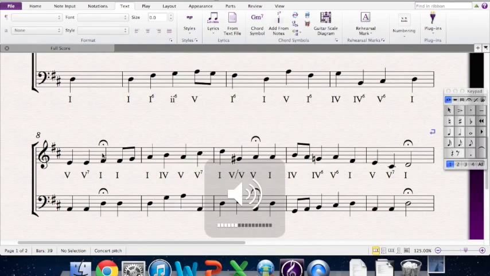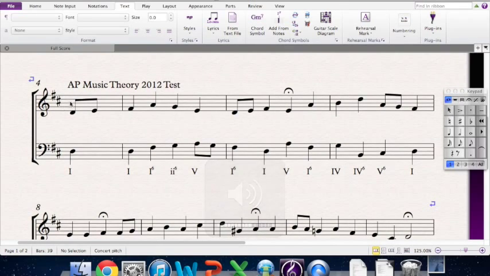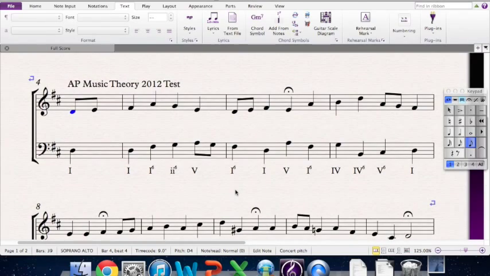Let's play it back. Again, we don't have this lecture on the test, but it's always nice to hear what you have written. These first 4 bars are what they provided us with, and then these next 4 bars are what we made.